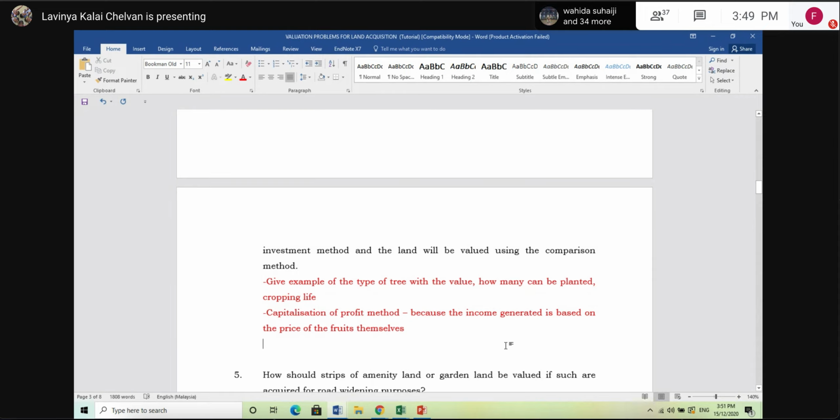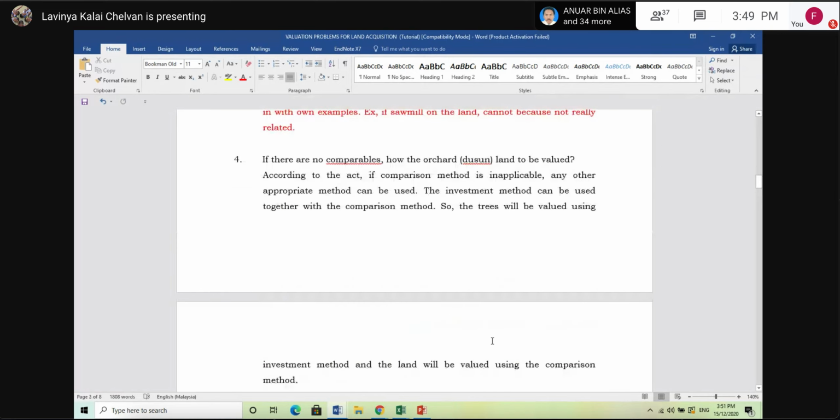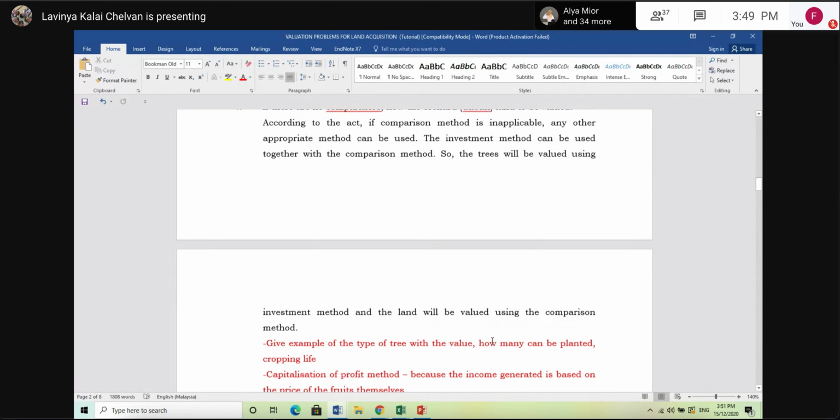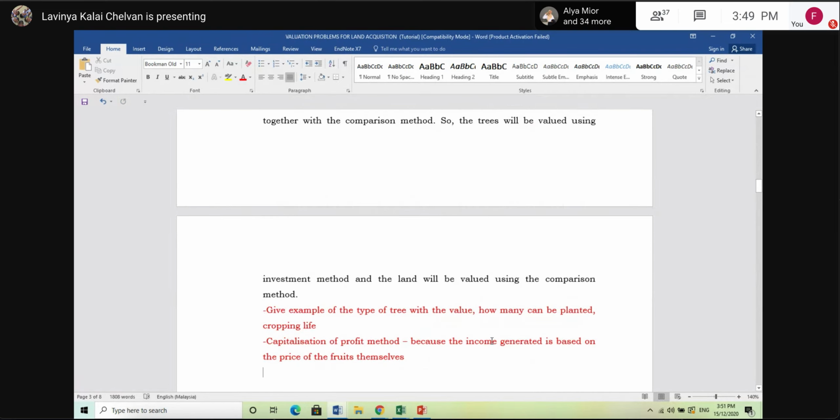Okay, Lee Guan, in simple words the question means that if there are no comparables, you don't have transactions of the same land surrounding. Only that. But you have transactions of oil palm, rubber trees, everything you have. That is the only difference you have.